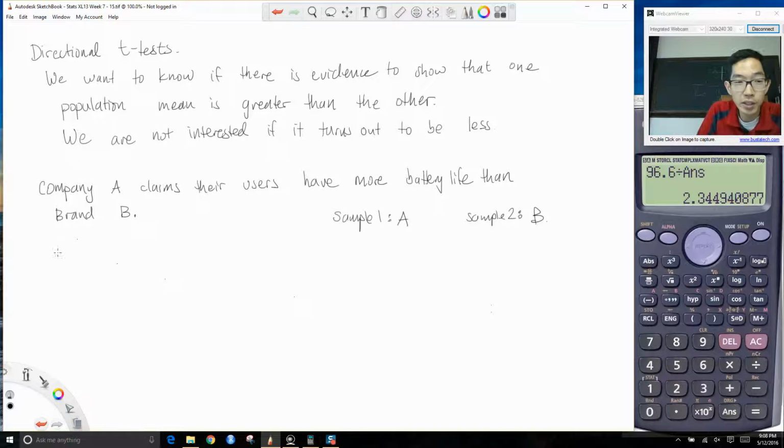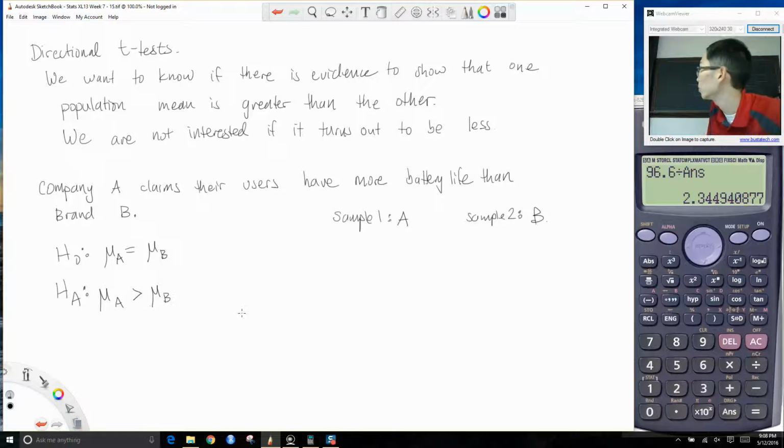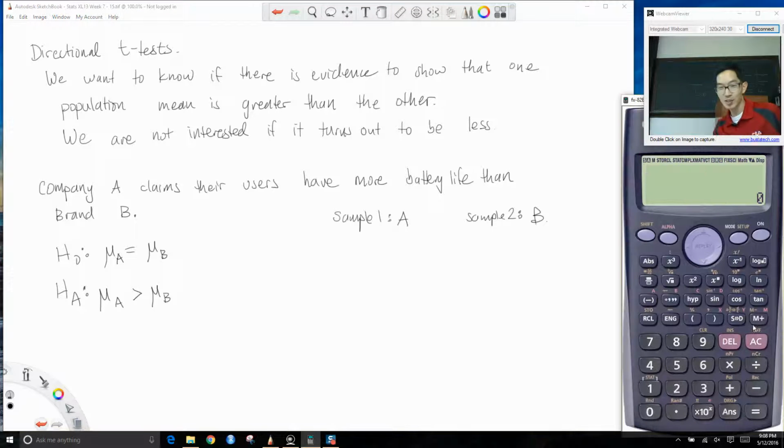And in this case, our null hypothesis always has an equal sign. So the null hypothesis will be that mu1 is equal to mu2. It probably makes sense just to use A and B. So we'll say mu of A is equal to mu of B. And then the alternative is that mu of A is greater than mu of B. And if the data shows the other way, then we won't be able to support their claim.